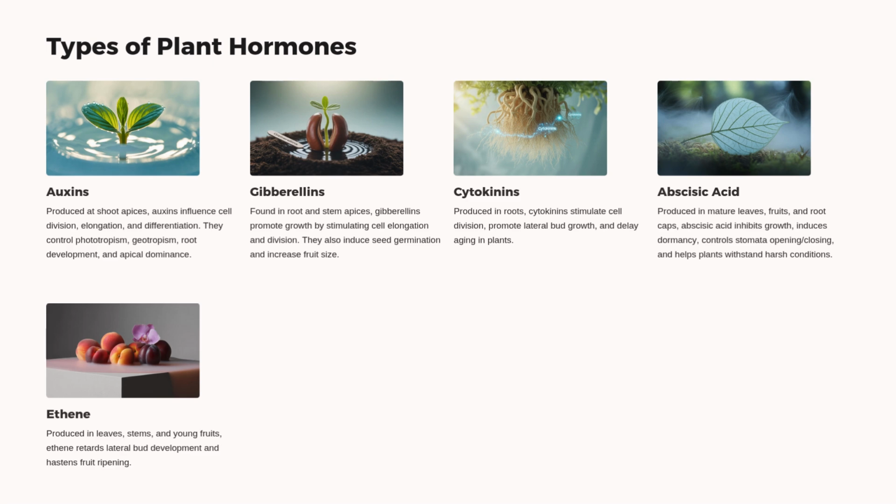Cytokinins. Produced in roots, cytokinins stimulate cell division, promote lateral bud growth, and delay aging in plants. Abscisic acid. Produced in mature leaves, fruits, and root caps, abscisic acid inhibits growth, induces dormancy, controls stomata opening and closing, and helps plants withstand harsh conditions. Ethene. Produced in leaves, stems, and young fruits, ethene retards lateral bud development and hastens fruit ripening.